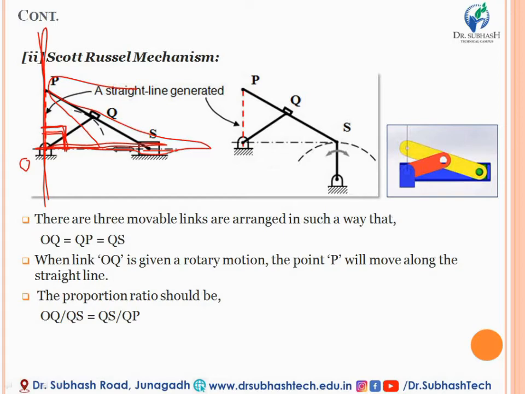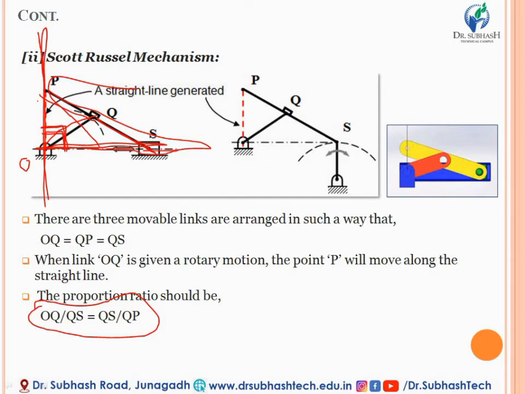So in order to avoid such a condition, the proportion of the links is made in such a way that the ratio of OQ upon QS should always remain like QS upon QP. That means whatever the dimension of OQ, when you divide it by QS, it should always be equal to the ratio of QS to that of QP. If you maintain that ratio throughout, of course there will be no such phenomenon where the circle passes through the fulcrum point O.